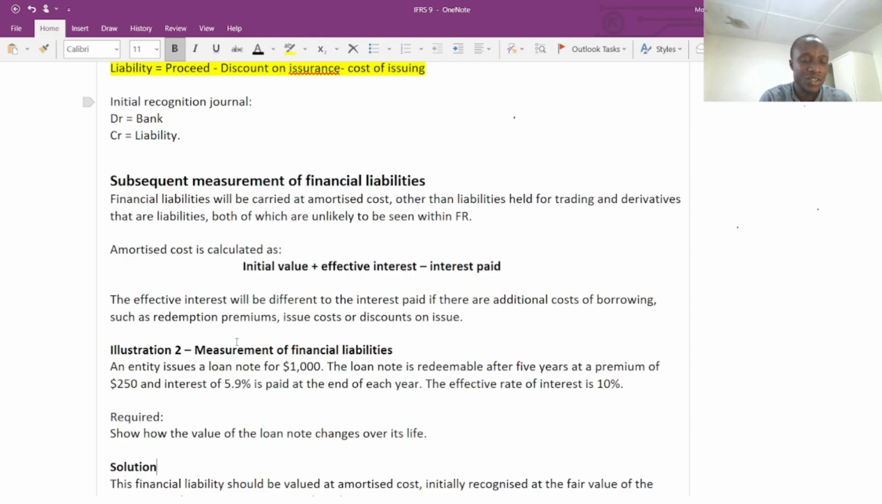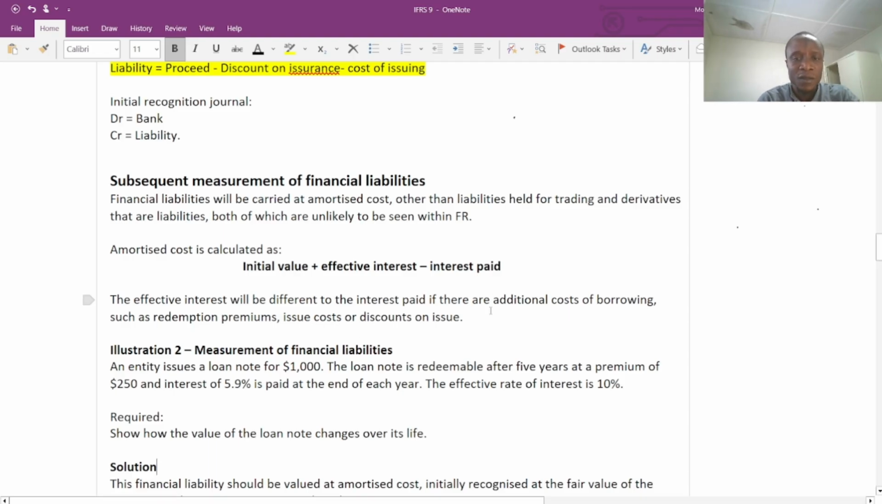So when there's a distinction between the effective interest rate and that of the interest paid, then it means either there is a redemption premium, or there is an issuance cost, or there is a discount on issue. So very important concept that you need to know.